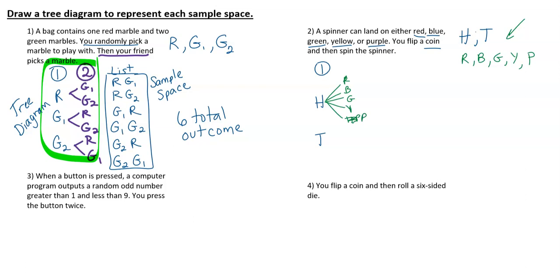If I get tails, I can still get any of those colors on the spinner. So I could get tails on the coin followed by red, tails blue, tails green, tails yellow, or tails purple. So this is my tree diagram. I'm done with that part of it. And then I want to make the list of all the possible outcomes. So the list would be heads red, heads blue, heads green, and so on. And we do tails red, tails blue.